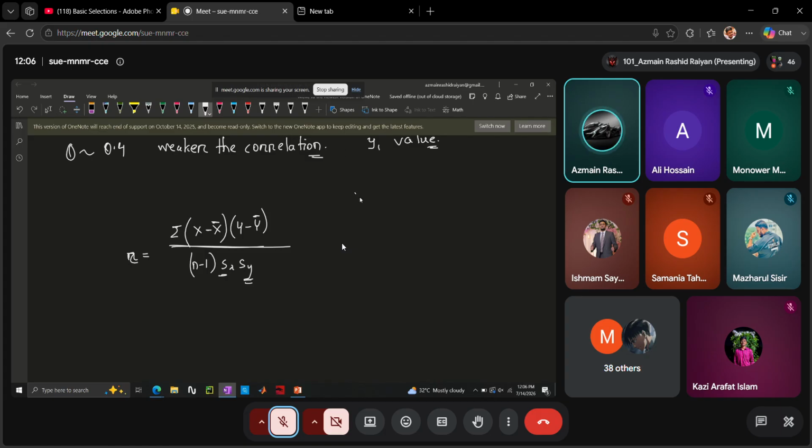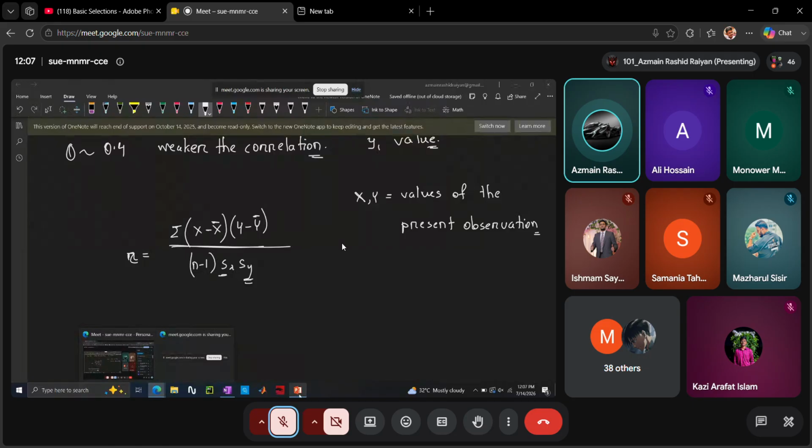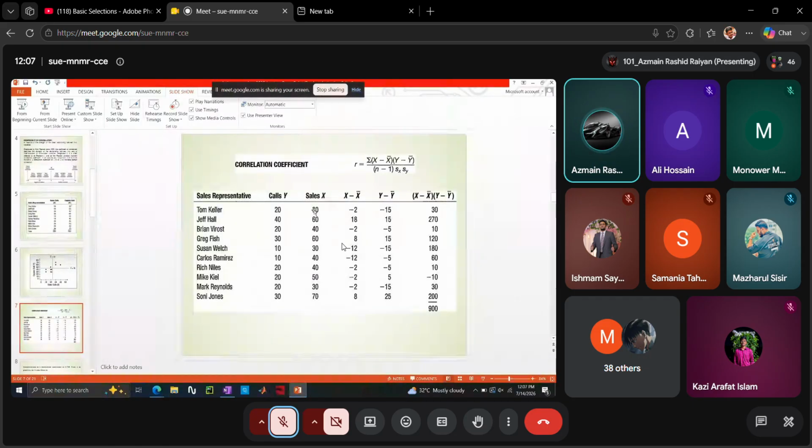All right. So X and Y, these are the values of the present observation. So what does it mean by the values of the present observation? Let's say we are dealing with observation 1. In that case, my X value will be 30 and my Y value will be 20. Again, let's say I am dealing with observation 3, the observation of Mr. Virus. So my X value will be 40 and my Y value will be 20.